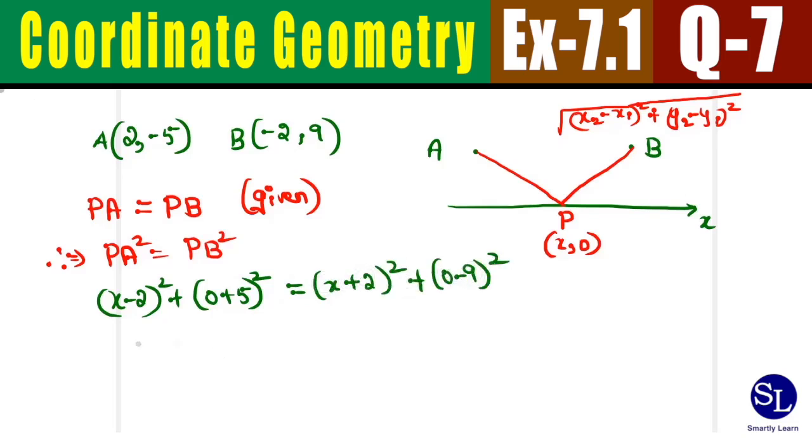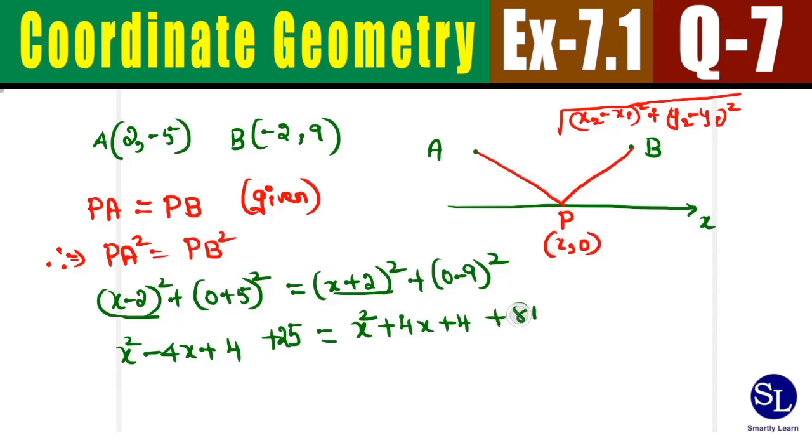Now, this side, this is (a minus b) the whole square. Let's expand. a squared minus 2ab plus b squared. This is simply 5 squared or 25. On the right side also, this is (a plus b) the whole square. Expand. So x squared plus 4x plus 4, and minus 9 the whole square is still plus 81. Now let's strike out the common terms. So in this case, x squared vanishes, plus 4 and plus 4 will vanish.